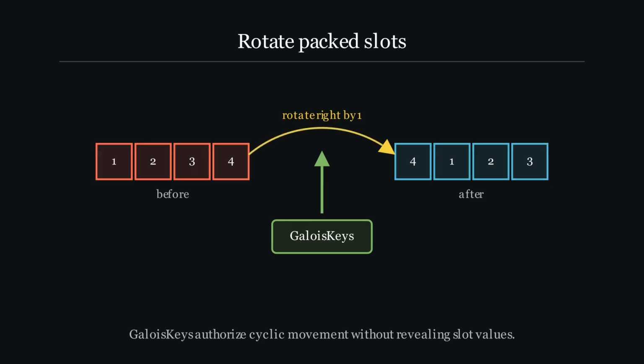The first value did not travel through plaintext memory, and the server did not inspect any slot. It applied an authorized encrypted permutation. Applications generate only the rotation keys they plan to use, because every additional key consumes memory. Slot layout and required shifts should therefore be decided before key generation.